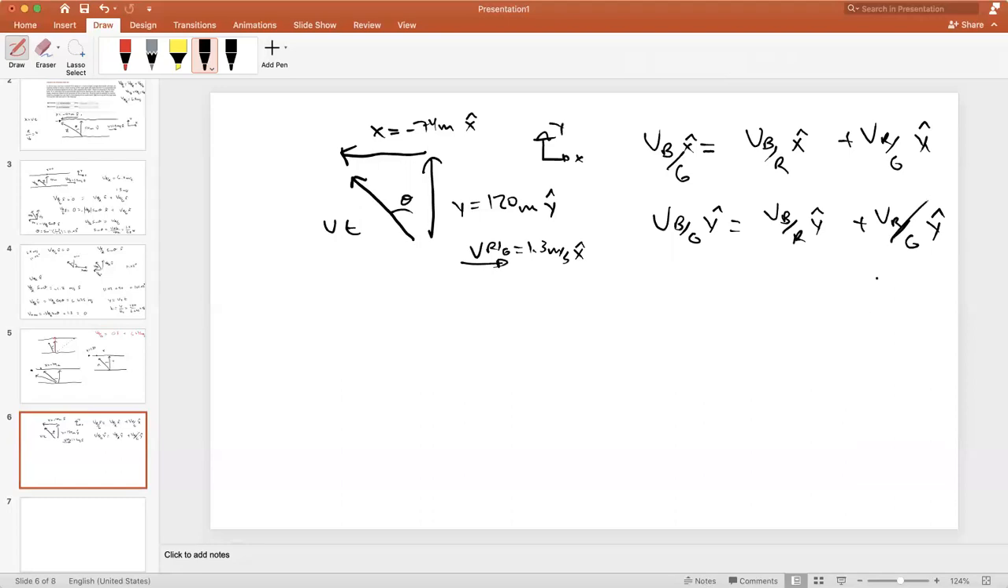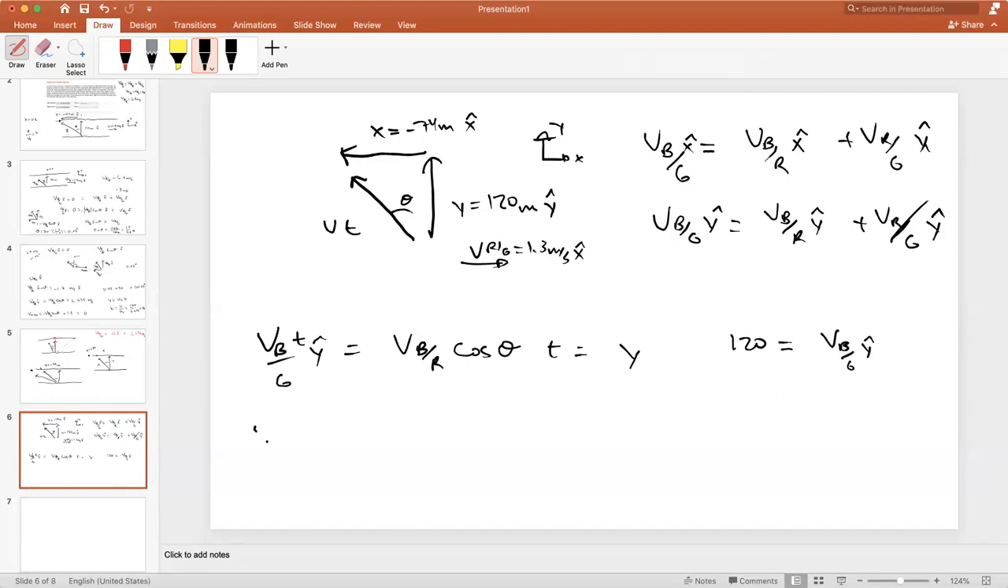So this is going to be 0, but we're still going to get this. Our y is actually a little bit easier to do. V_BG in the y-hat is V_BR in y. Remember, we're using cosine because we're going for this angle, cos theta. If we multiply this by t, we get our y distance. So 120 is equal to what I'm going to call our V_BG in the y-hat.